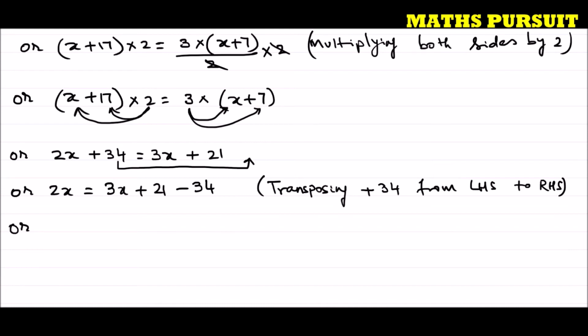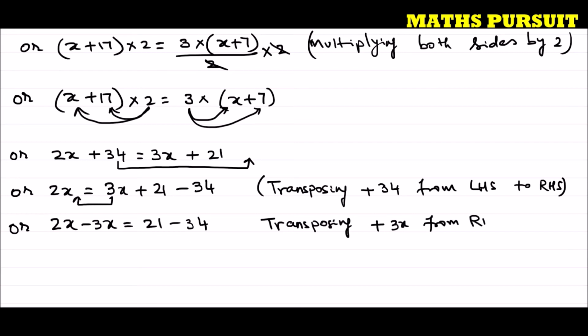So for solving I can write 2x - 3x = 21 - 34. What I have done here now is again I have moved this 3x from right side to left side. This is what I told you. I have moved 3x to the left side of this equation. So that means I am again transposing plus 3x, this time from right hand side to left hand side. Hope guys I am very clear till here. Or I can write 2x - 3x is -x is equal to 21 - 34 is -13.